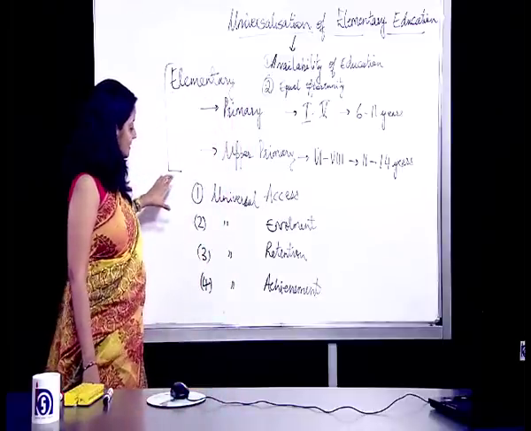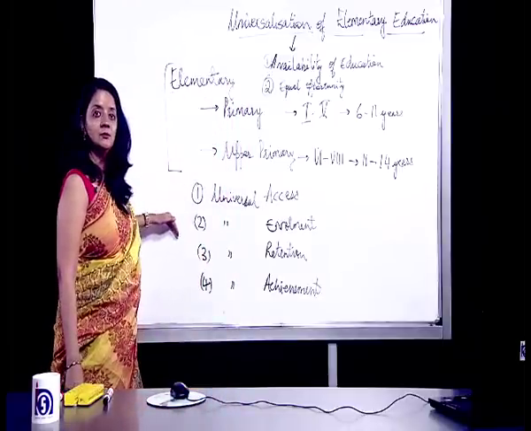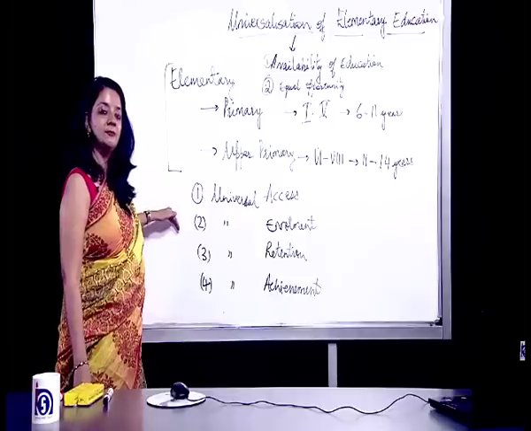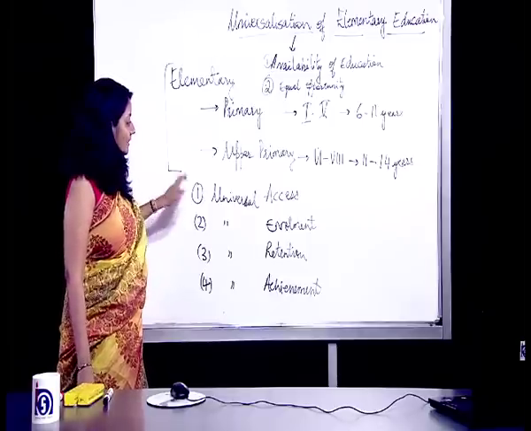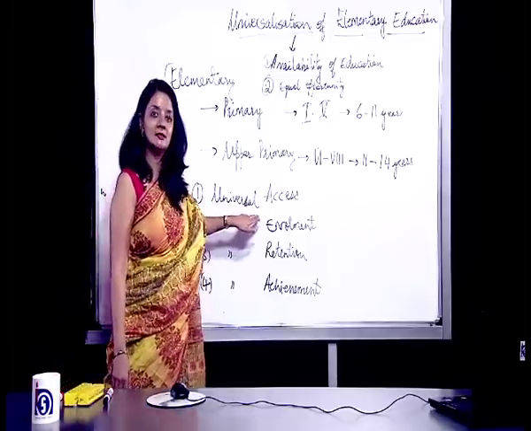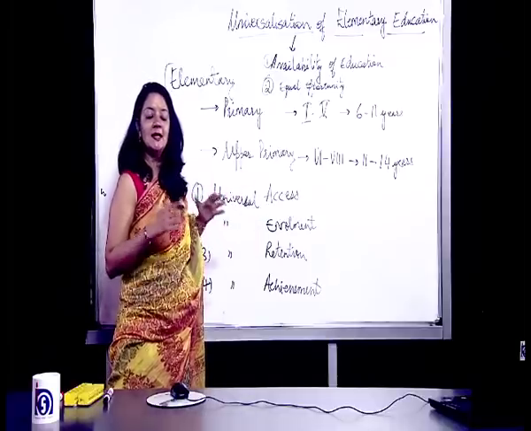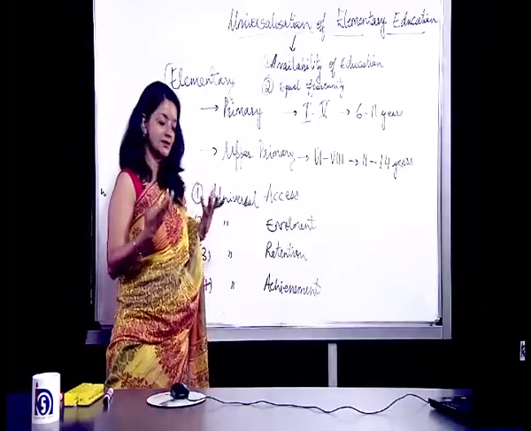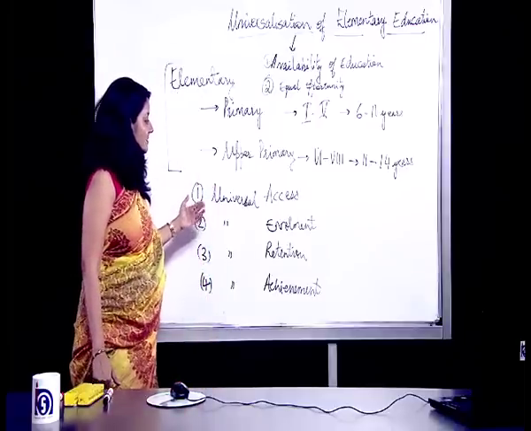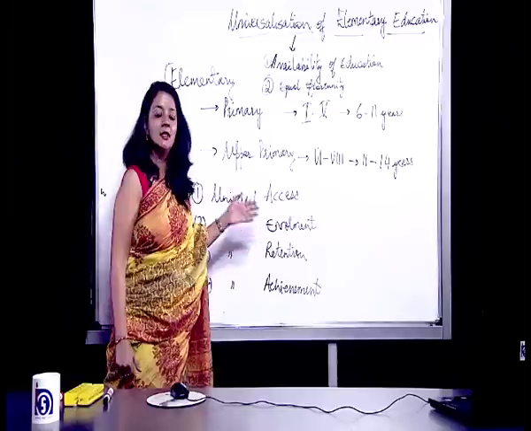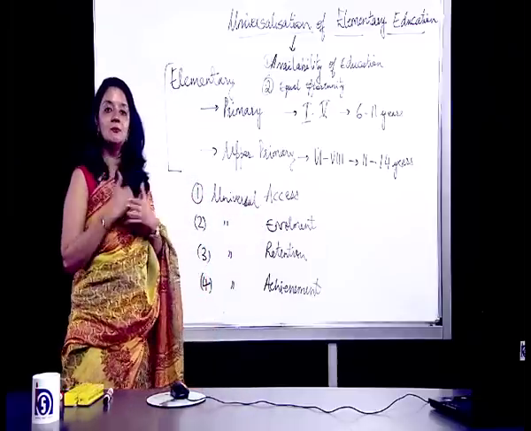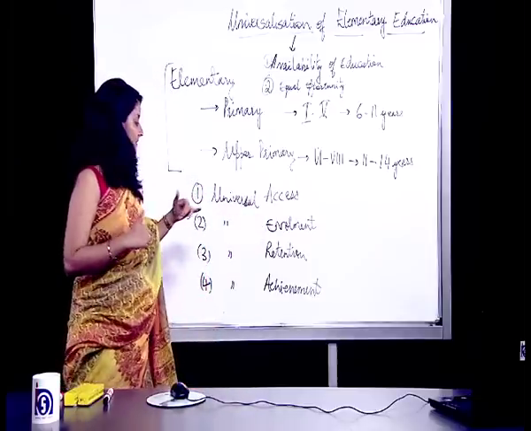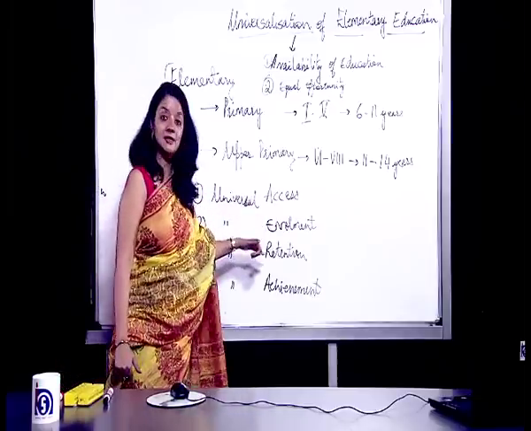The next one says that there are 4 things which universalization of elementary education is trying to do. The first one is universal access. Everybody gets the access to study. Everybody has the facility to study. The second one says universal enrollment. Everybody gets the admission in the school. The third one says universal retention.